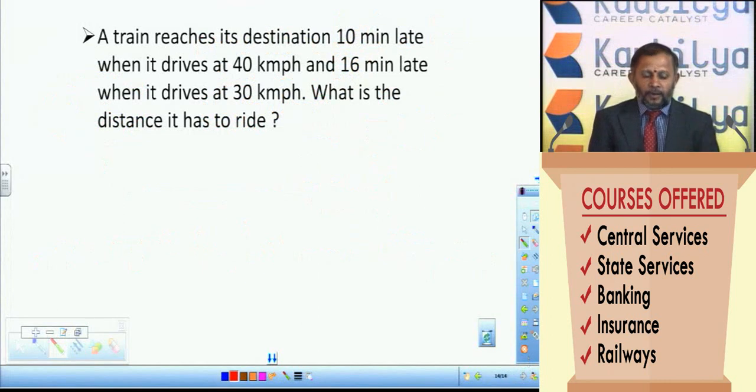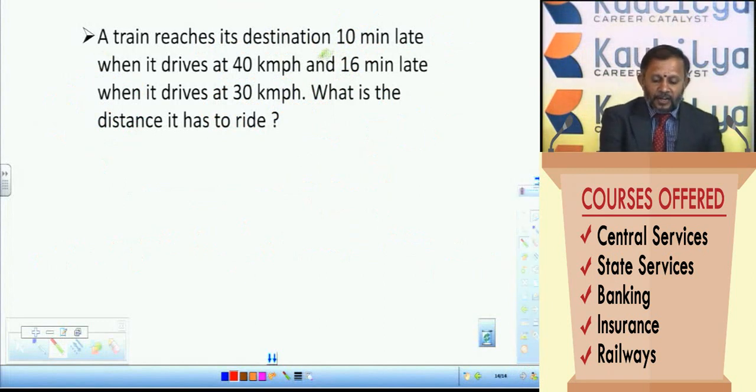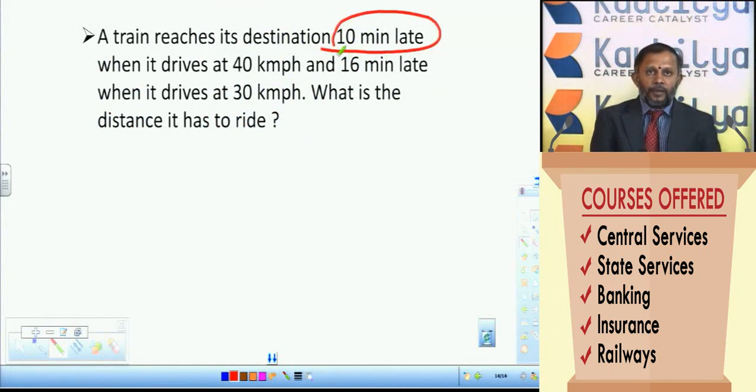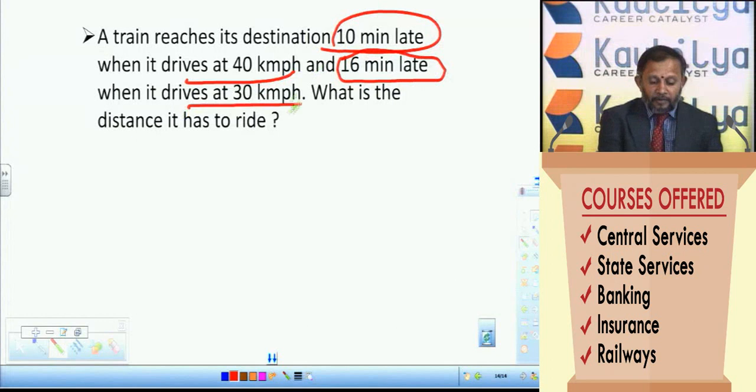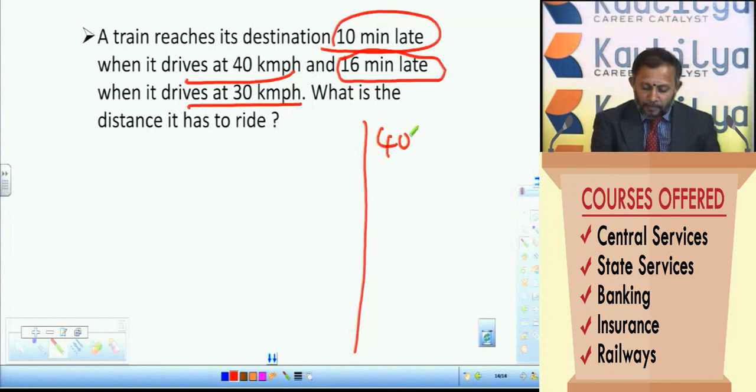And one more example, and of course this type of model appeared in a previous paper regarding time and distance. A train reaches the destination 10 minutes late when it drives at a speed of 40 km per hour, and 16 minutes late when it drives at 30 km per hour, right? So in the first case it is running at a speed of 40 km per hour, and in the second case it is running at a speed of 30 km per hour.